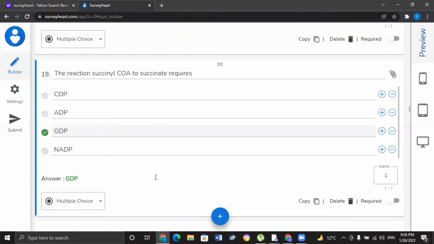The conversion of succinyl CoA to succinic acid, or succinate, is one of the steps in the TCA cycle. It involves the enzyme succinyl CoA thiokinase, and the molecule utilized is GDP, which is converted into GTP. The GTP formed here is later converted into ATP. So the correct option for MCQ number 19 is C, GDP.